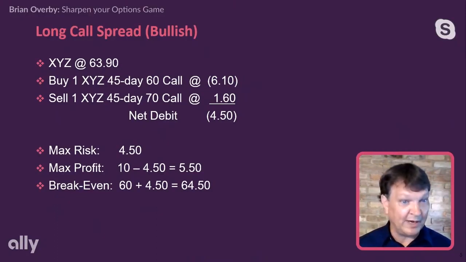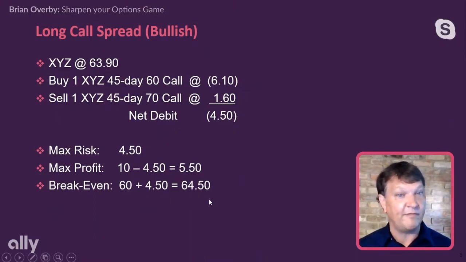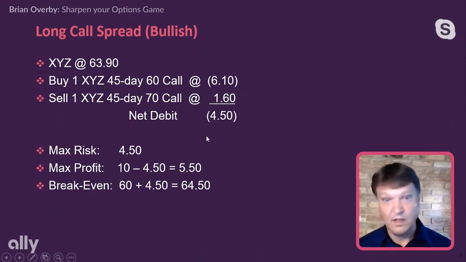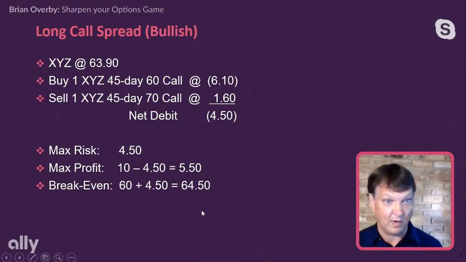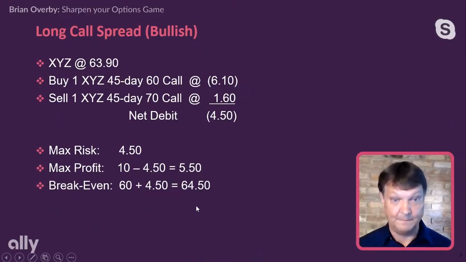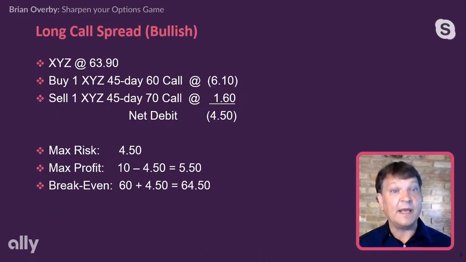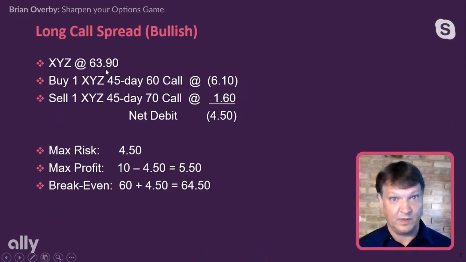But the most important number that I want to start with, if we do this, stock started at $63.90. We need the stock to get to at least $64.50, which is that strike, the 60 strike call, plus the $4.50 that we paid for it, or $64.50 overall. All right, that's the long call spread. Now, if I'm doing this trade, I need to realize that, yeah, there's a difference between where the stock is at and where the break even is at expiration for this trade.